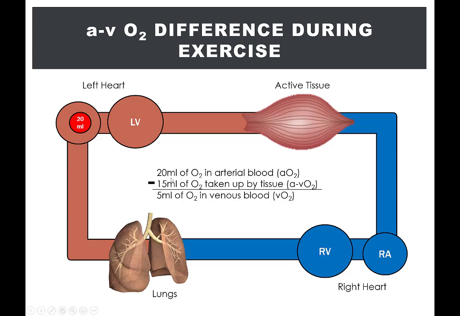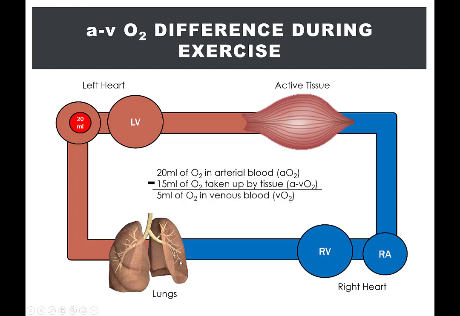So you have 20 milliliters of oxygen in arterial blood. That AO2 does not change with exercise, and this again is maximum exercise as an example. You have 15 milliliters of oxygen taken up by the tissue, so the Avo2 difference has increased because active skeletal muscle is taking up more of that oxygen. And coming back in venous return to the heart, you have less oxygen per deciliter blood. You have about 5 milliliters of oxygen in the venous blood. That is your venous O2 content.